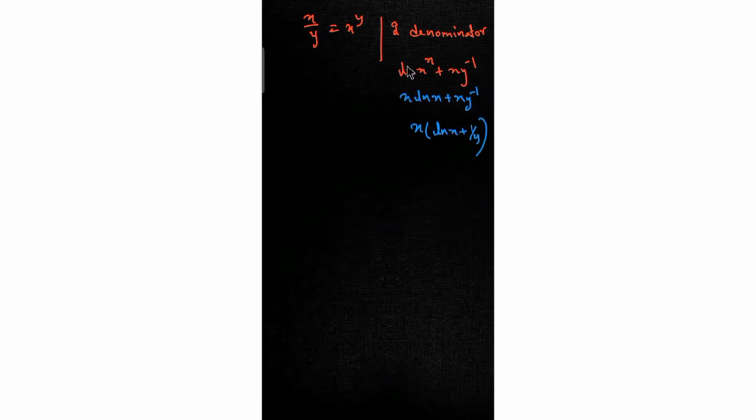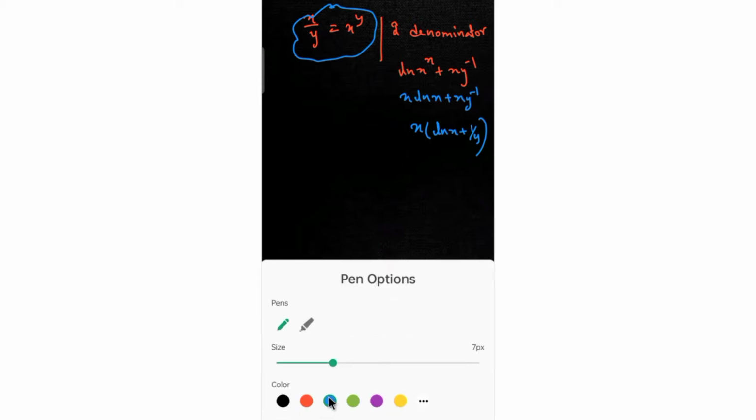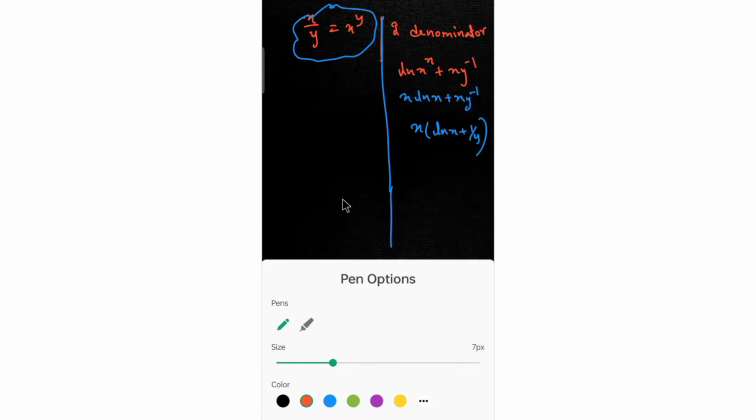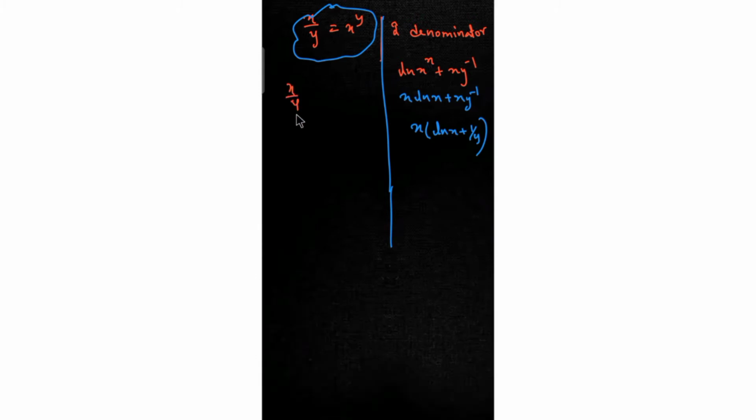If somehow I could get this term by modifying this condition, that would be the best way, and it means we are almost at the solution. So let us find that. First of all, I'll divide this. The condition given to us is x by y is equal to x power y. The very first logic is to take logarithms on both sides so that we could get ln x, since we have ln x here.